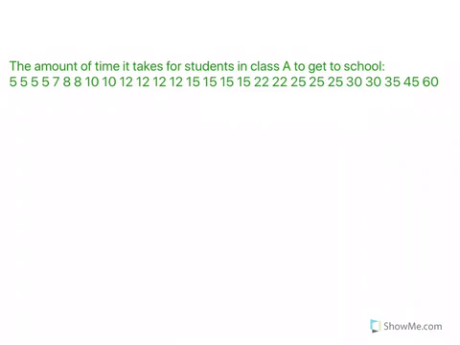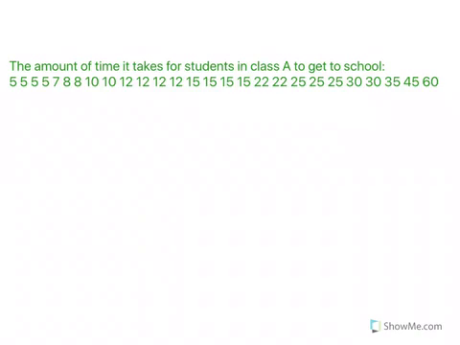5, 5, 5, 5, 7, 8, 8, 10, 10, 12, 12, 12, 12, 15, 15, 15, 15, 22, 22, 25, 25, 25, 30, 30, 35, 45, 60. So hopefully now you can pause, go back and catch up, and have that information written down, because this is the information we're going to be using to create our first box plot.